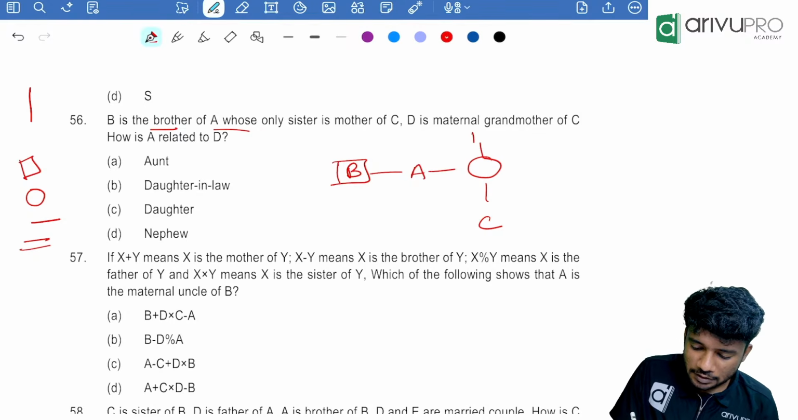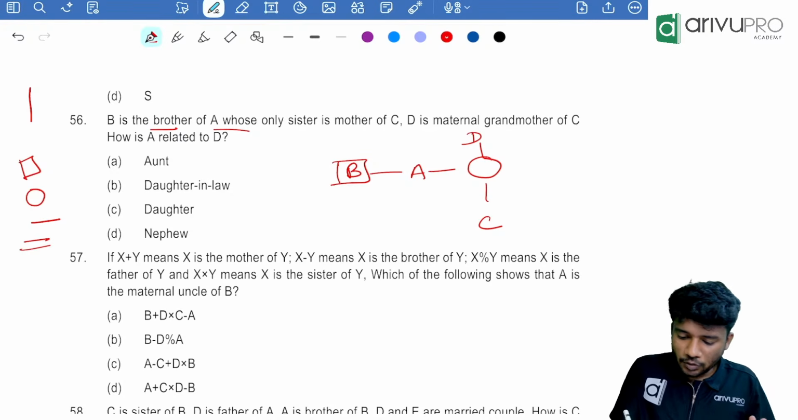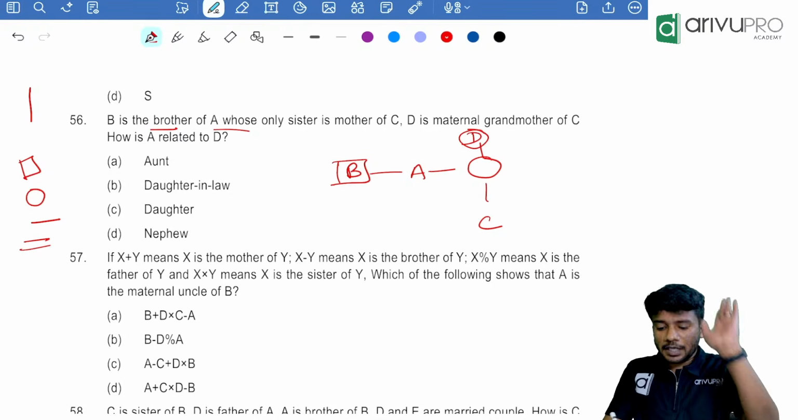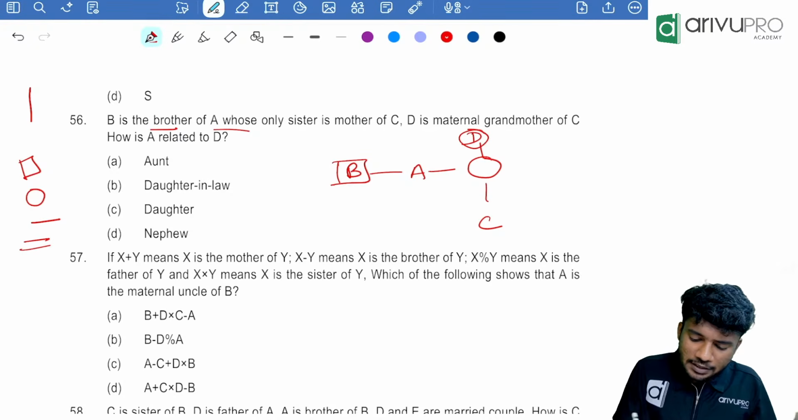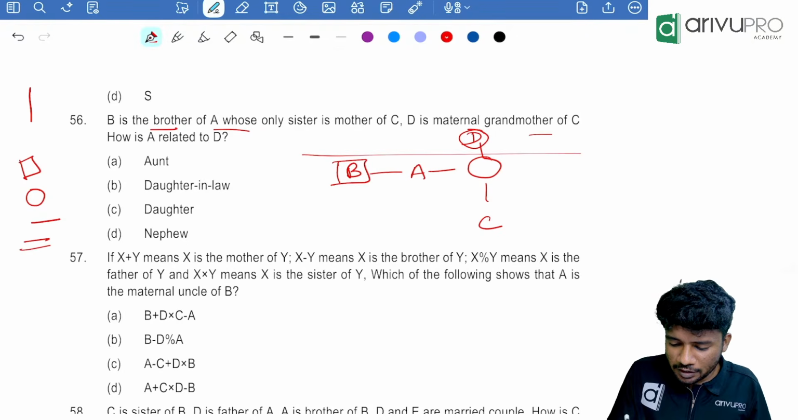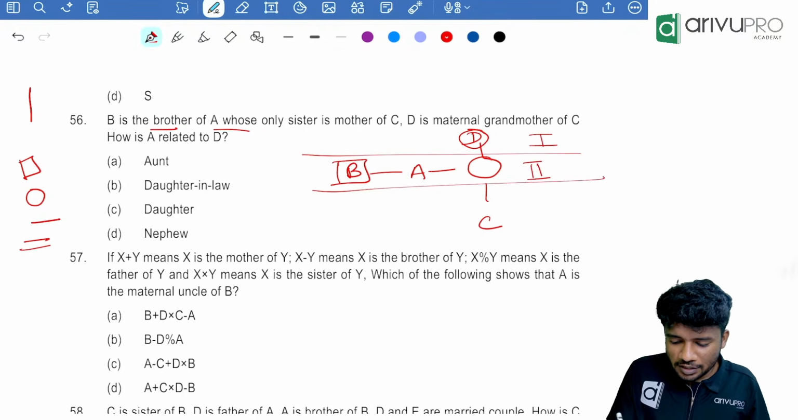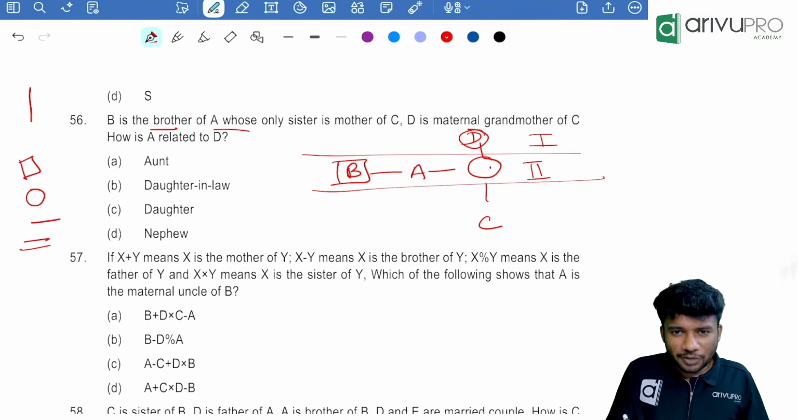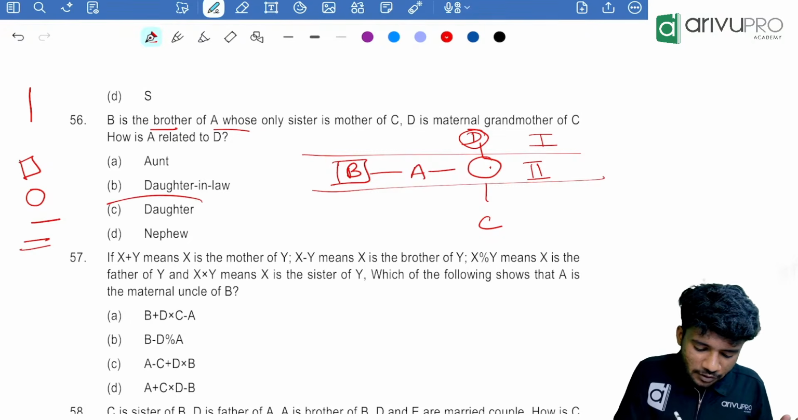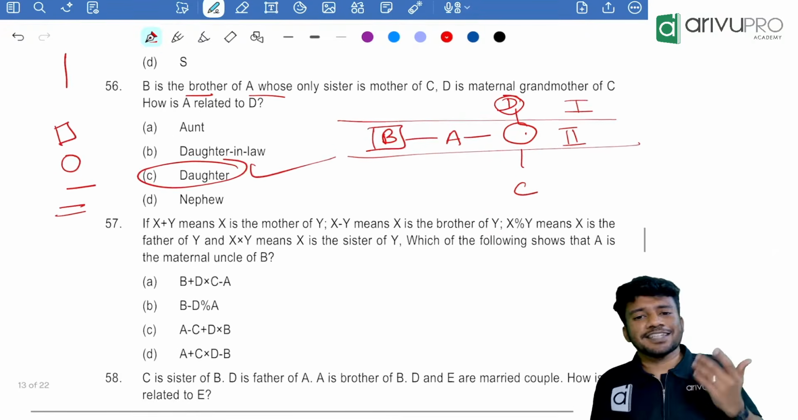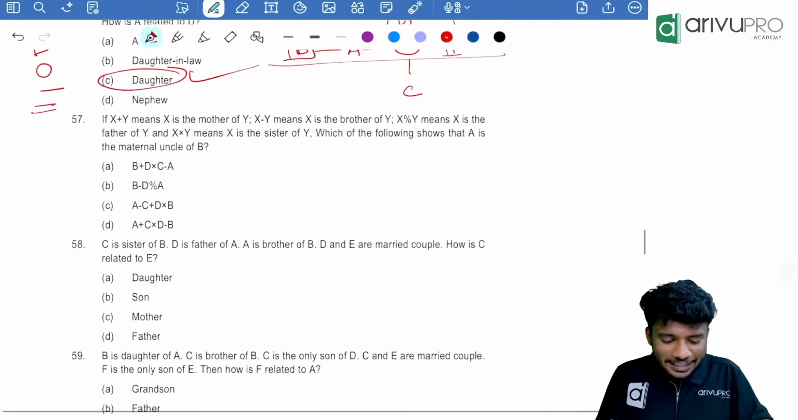Maternal grandmother means D should be on the top. Okay, maternal grandmother means female. Then grandmother of C. How is A related to D? Very easy, look here, first generation, second generation. D is having a daughter and that daughter is having a sibling. That means all these people are children. Looking at the options, only one is possible. Option C is the answer. Daughter is your answer. Next question.